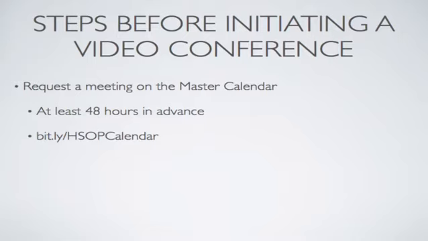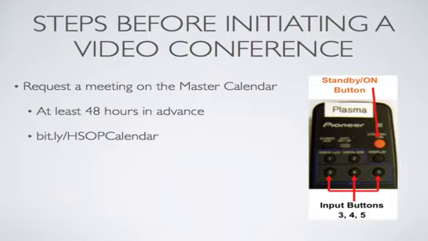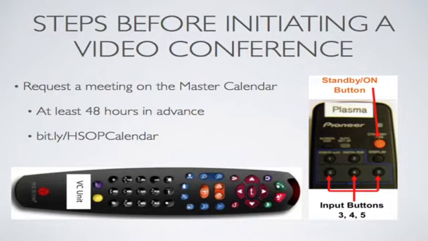Once you have your meeting time scheduled and you're preparing for the video conference, notice that there are two remotes in the team room. One labeled Plasma, which is used to control the Plasma TV, and one labeled VC unit, which is used to control the video conferencing unit attached to the TV.